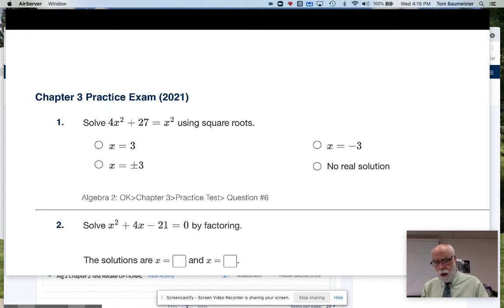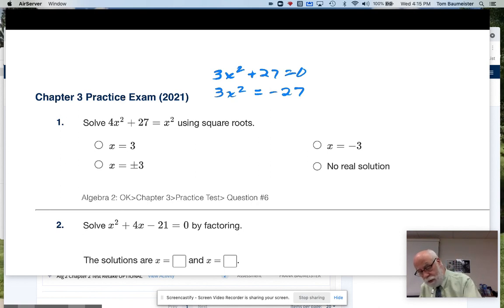All right, Chapter 3, Practice Exam. Number 1, solve 4x squared plus 27 equals x squared using square roots. So remember, on this one here, we don't have a middle term, so we can just go ahead and take our x squared and move it over to the other side. I'll get 3x squared plus 27 is equal to 0. Again, I'm going to subtract 27, so I'll get 3x squared is equal to negative 27. I'm going to divide through by 3, so that'll give me x squared is equal to negative 9.